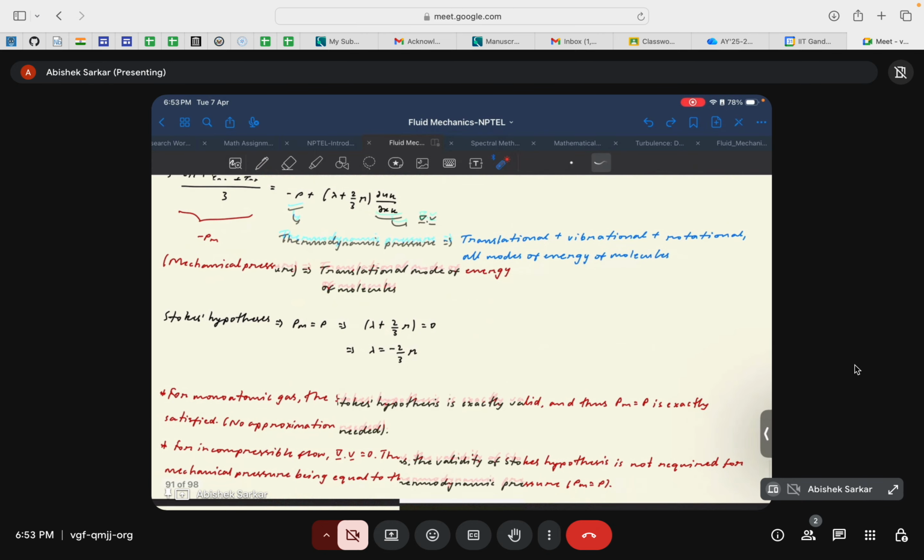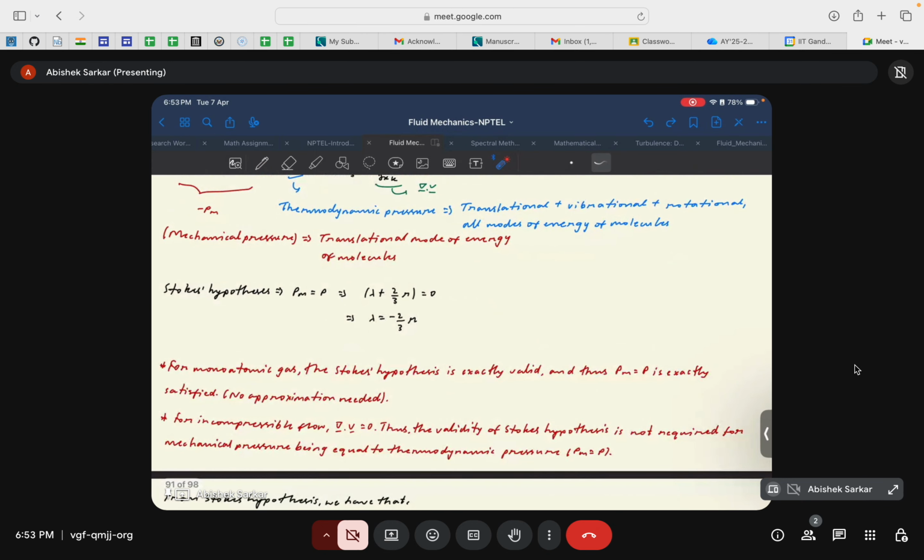Now the case is that for monoatomic gases, I think you already know what monoatomic gases mean, that exist in monoatomic form, such as helium and all the noble gases, the Stokes hypothesis is exactly valid. And it does not require any other approximation, that is, the velocity field to be incompressible or anything like that.